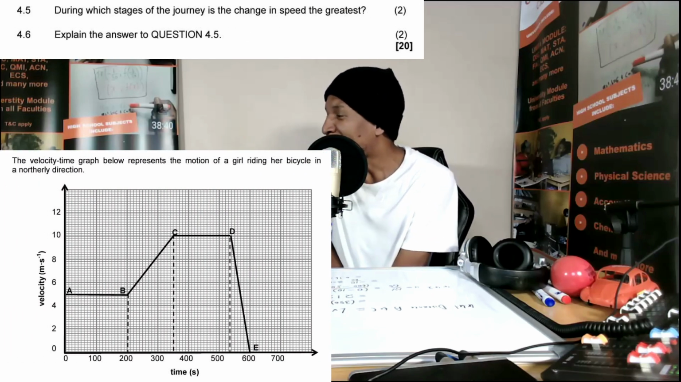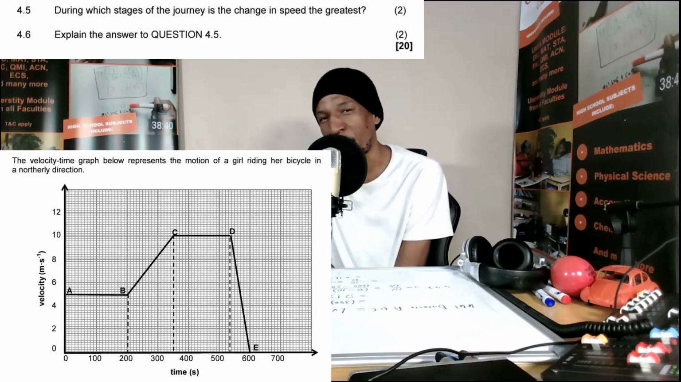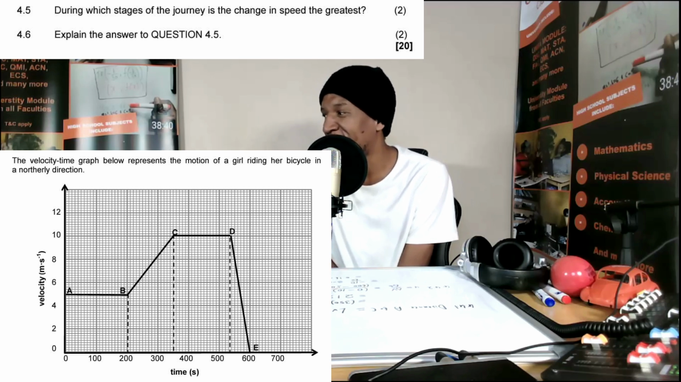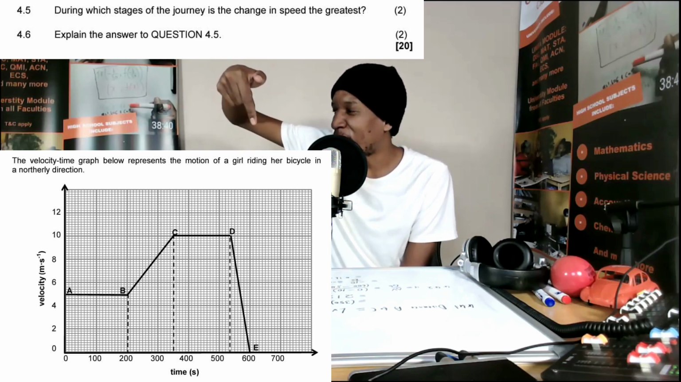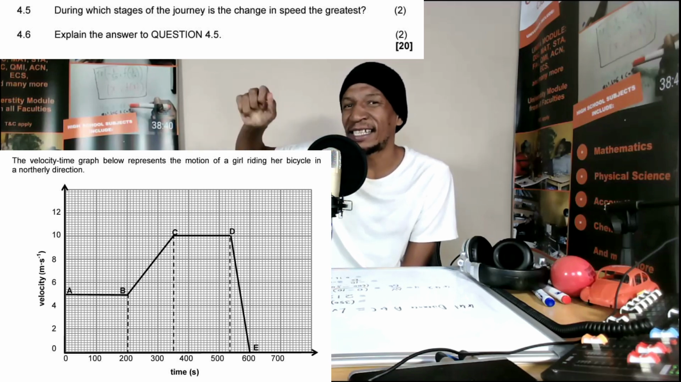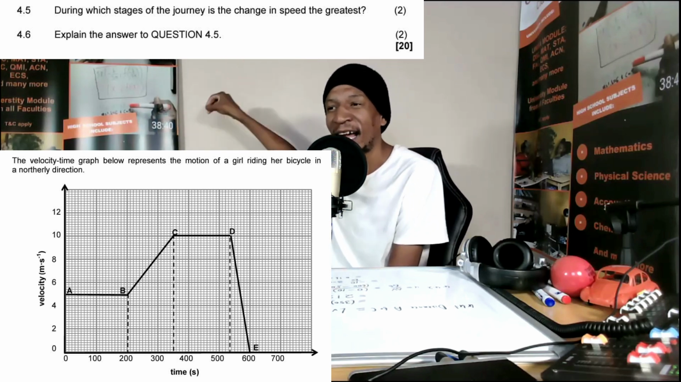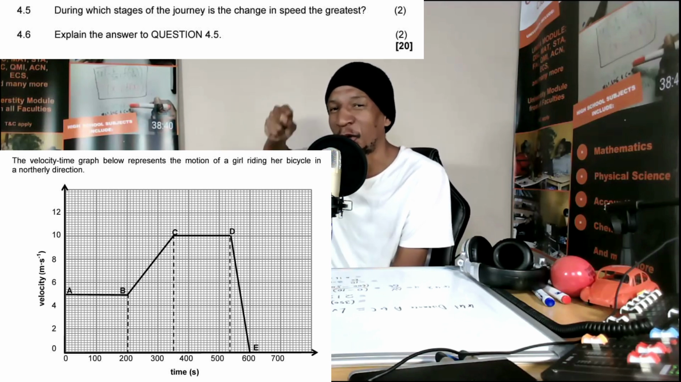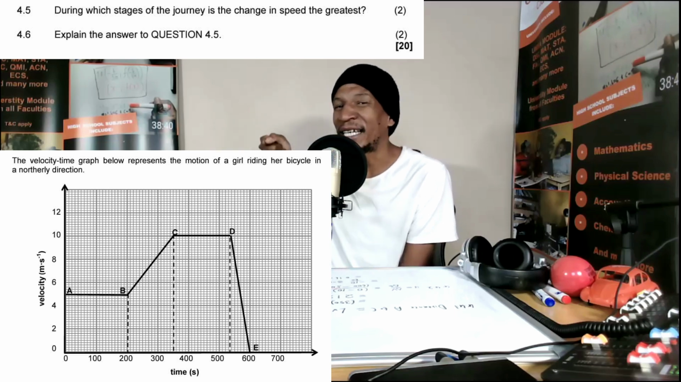Now, I want you to try this next one. 4.5, we have to determine during which stages of the journey the change in speed is the greatest. And 4.6, you have to explain the answer to question 4.5. Please share your answer in the comments. What do you think from the given graph? During which stage, from A, B, C, D up to E, do you think the change in speed is the greatest?